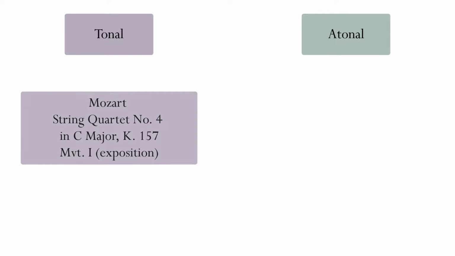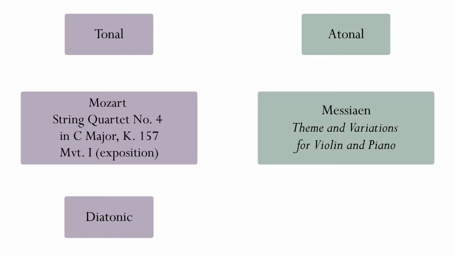The exposition of the first movement of Mozart's String Quartet No. 4 in C major, K. 157, is almost entirely diatonic. The theme from Messiaen's Theme and Variations for Violin and Piano adheres strictly to two of his modes of limited transposition. These constrained and, in the case of Messiaen, highly symmetrical harmonic vocabularies are well suited to demonstrating the DFT's methodological strengths as they pertain to score analysis.